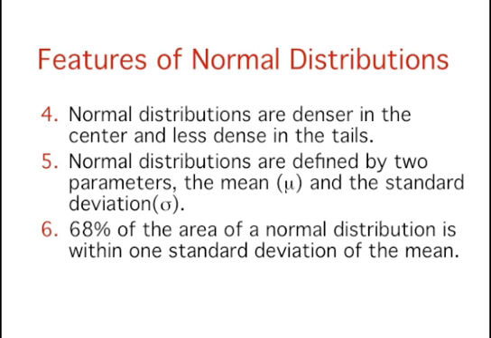68% of the area of a normal distribution is within 1 standard deviation of the mean.